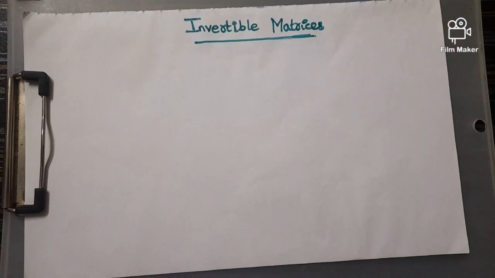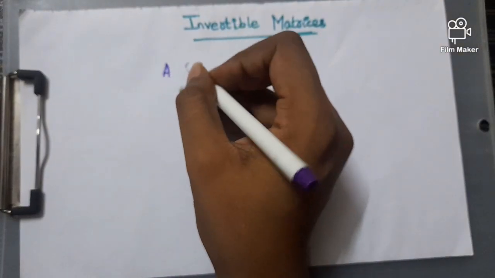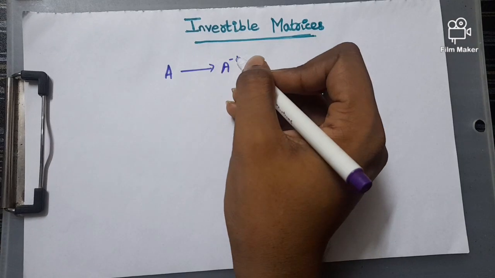As per the definition given in your textbook, if A is a square matrix of order m, and if there exists another square matrix B of the same order m such that AB equals BA equals 1, then B is called the inverse matrix of A, right? An invertible matrix is also known as an inverse matrix. So consider this matrix A. The inverse of A will be represented as A inverse, right?